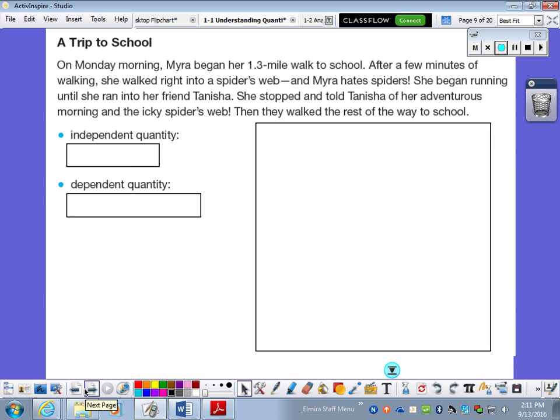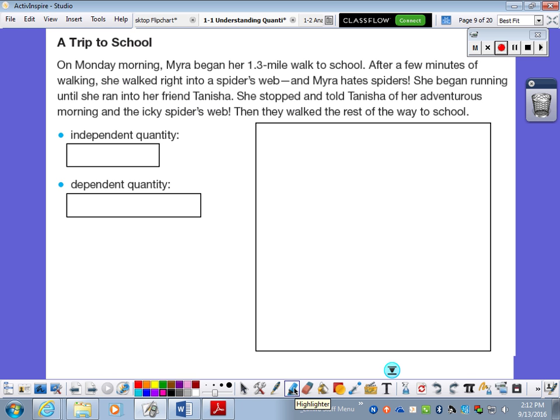A trip to school. Monday morning, Myra began her 1.3-mile walk to school. After a few minutes of walking, she walked right into a spider web, and Myra hates spiders, so she began to run. Okay, so if you picture what's happening, walking would mean like a steady rate of speed, and then she changes her speed. Okay, speed is a rate. Rates are lines. So she began running till she ran into her friend Tanisha. She stopped and told Tanisha, stopped. Okay, that's a key word right there.